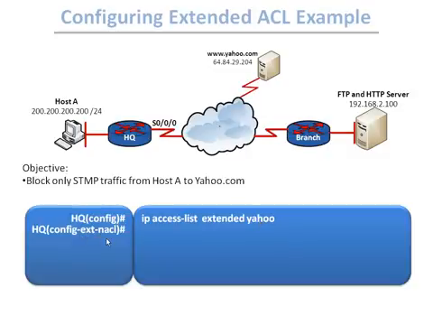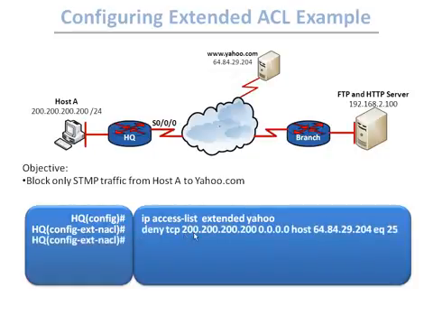This will take us into the config-ext-nacl mode, and then here we're typing deny tcp 200.200.200.200, which is the source because the source is host A. Then wildcard mask 0.0.0.0. And then the destination is the Yahoo server, which has an IP address 64.84.29.204. And since it's a single IP address, a single host, I had to use a wildcard mask 0.0.0.0, but I decided to substitute that with the keyword host.